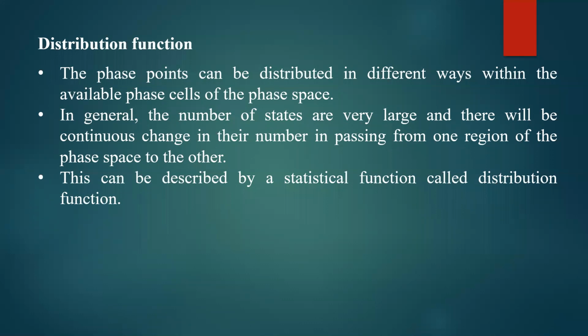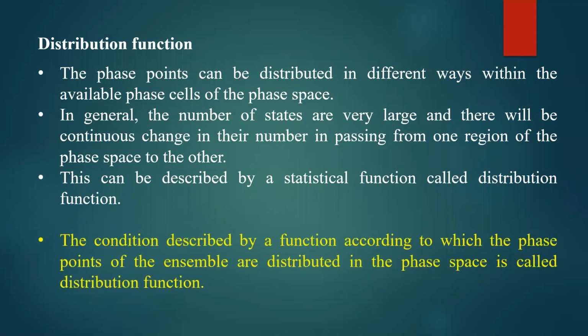What is the definition of distribution function? The condition described by a function according to which the phase points of the ensemble are distributed in a phase space is called distribution function. So how the particles are distributed in a phase space is called the distribution function. It explains the way of distributing the particles.